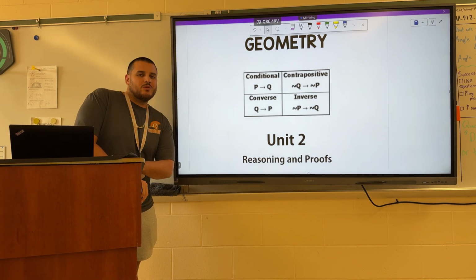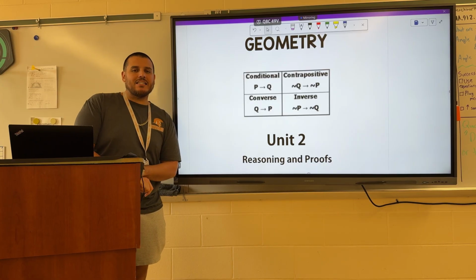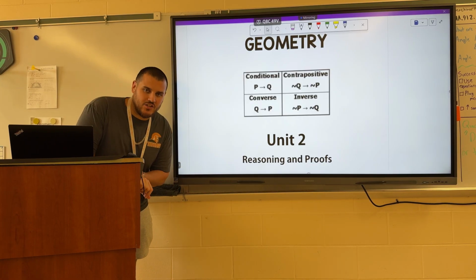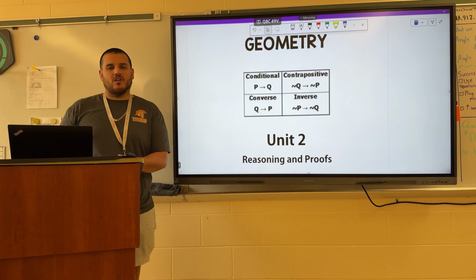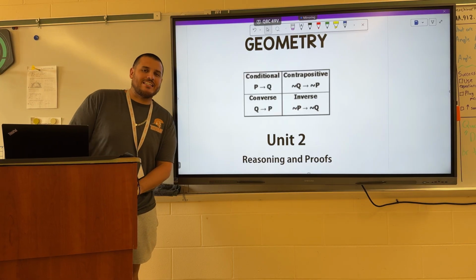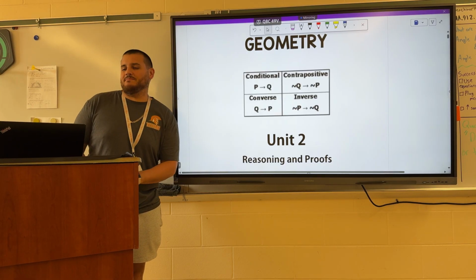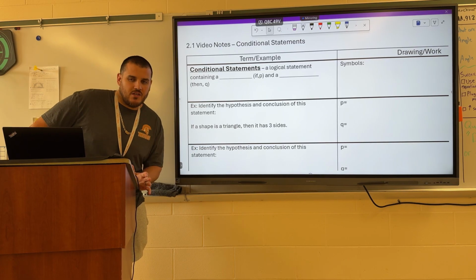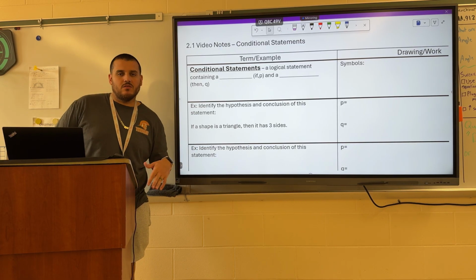Today we are starting Unit 2, which is all about reasoning and logic and proving that things are true in geometry. We're going to start off with section 2.1, which is on conditional statements. Let's get into it. This unit is very unique in geometry in that there's not a lot of math that we're going to be doing here in Unit 2.